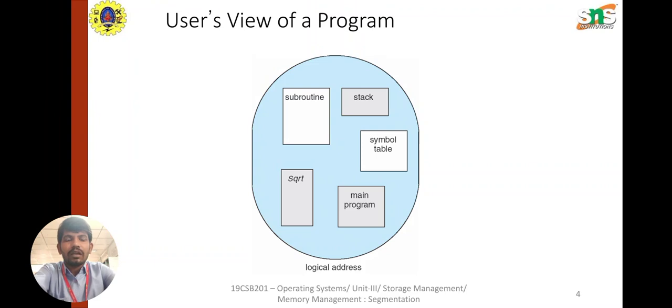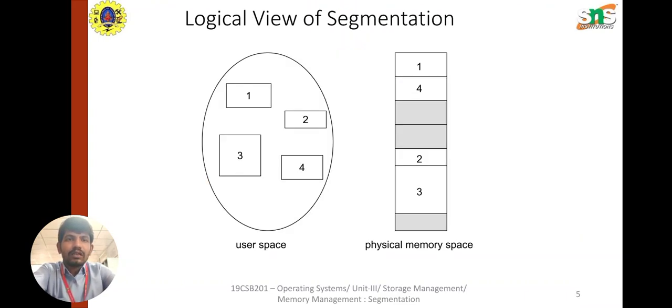So we have a logical address. In a logical address, we consider that we have a subroutine, a stack, a symbol table, a main program, and a square root function. We write C code with data types, and we write subroutines in the simple programs. What does a stack mean? It is used for calling functions one by one. So this is the logical view of segmentation.